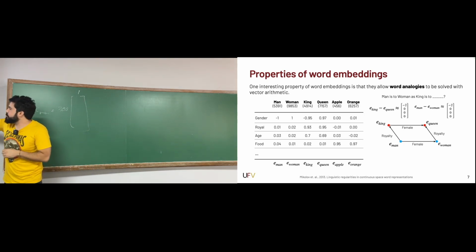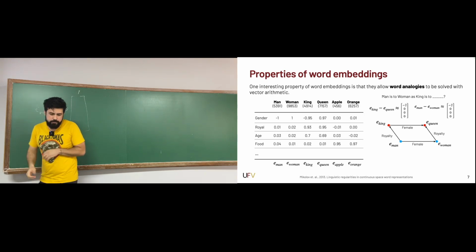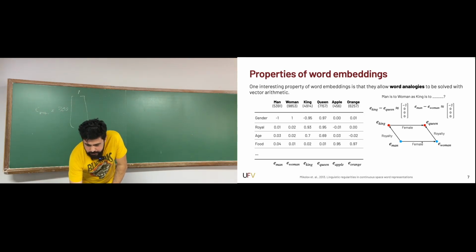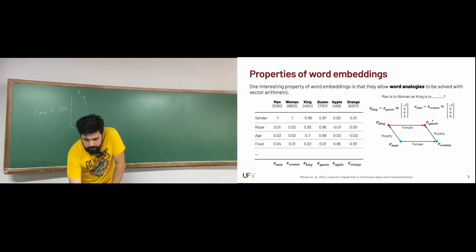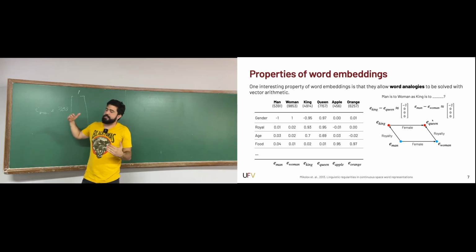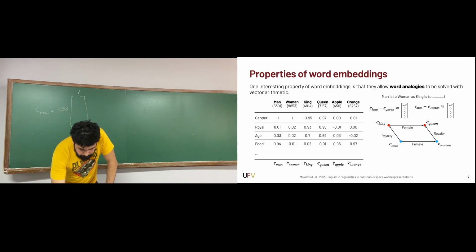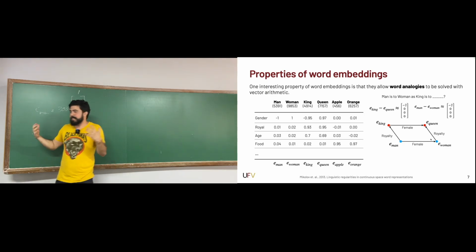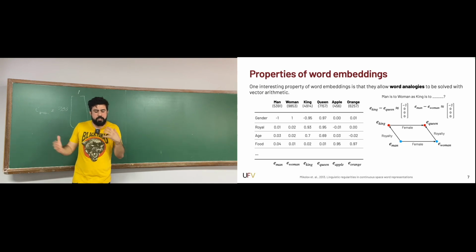Here I have the vector from E man to E woman. This vector here is E man minus E woman, and this vector up here is E king minus E queen. So you'll see that they will be very similar vectors. Here I'm showing they are exactly the same vectors. But what they will learn under the hood is this relationship of these words.